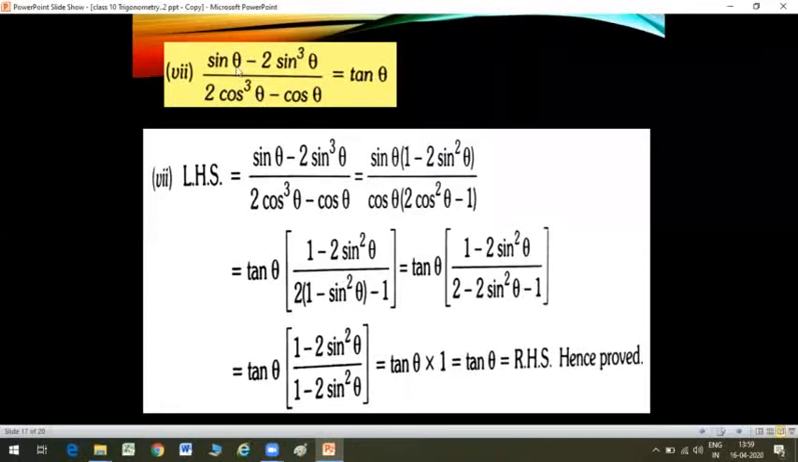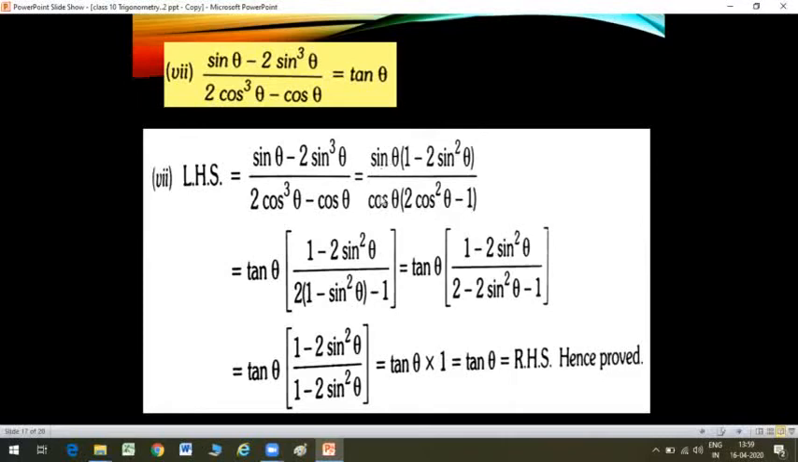Seventh part now. Prove that (sin theta minus 2 sin cube theta) divided by (2 cos cube theta minus cos theta) is equal to tan theta. Now we have the left hand side here. Sin theta minus 2 sin cube theta divided by 2 cos cube theta minus cos theta. Sin theta we can take common in the numerator and cos theta we can take common in the denominator. After this we'll get sin theta (1 minus 2 sin square theta), after taking sin theta common in the numerator, divided by cos theta (2 cos square theta minus 1).